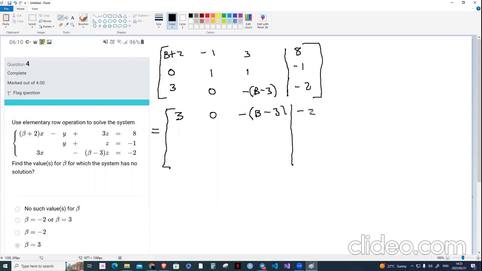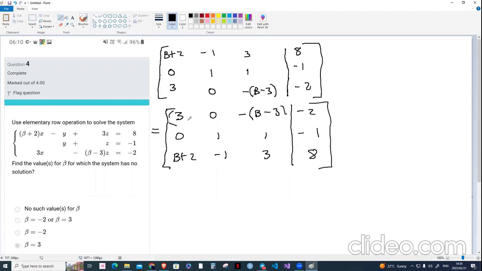It's minus 2. 0, this remains 1, 1, minus 1, B plus 2, minus 1, 3, 8, right?